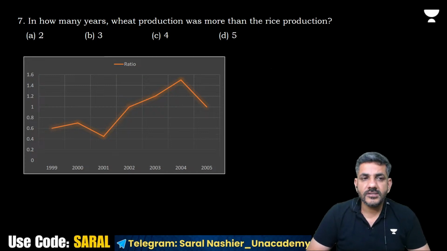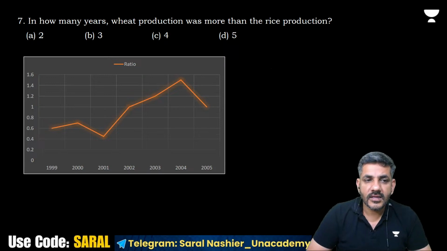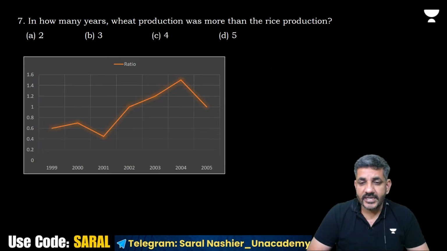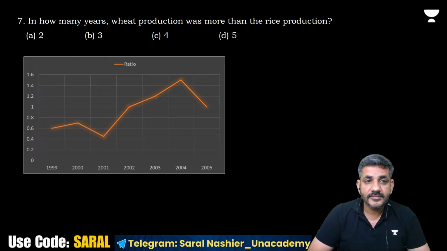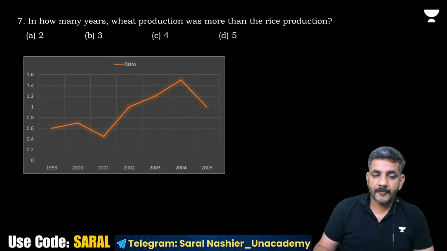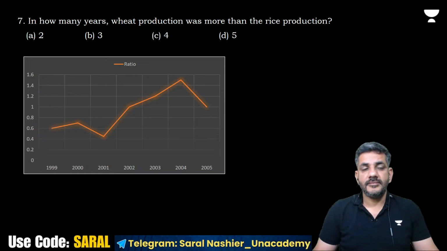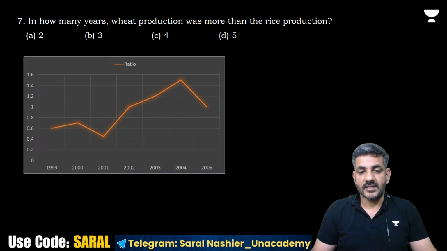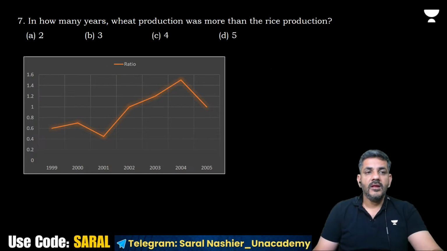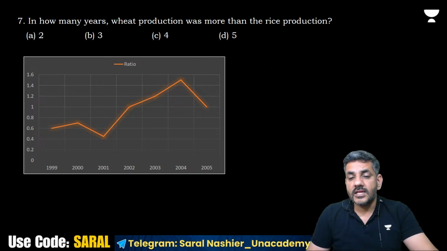In how many years was wheat production more than the rice production? Sahil Patel has answered very fast. Shibam Saha has answered very fast. Very good, guys. Mayuri has answered very fast. Good, Mayuri. Ayush has answered. Great. Very good. Sakshi as well has answered. Okay, that's very good, guys. So in how many years was wheat production more than the rice production?